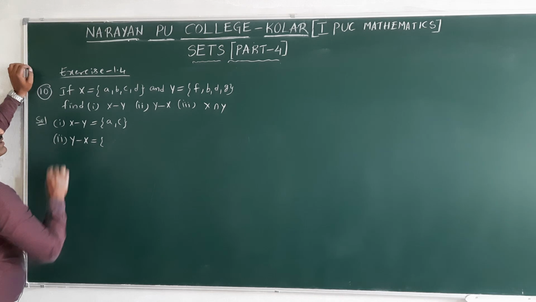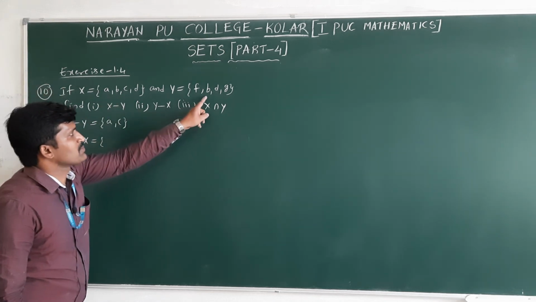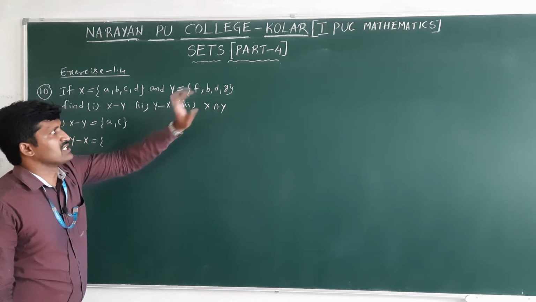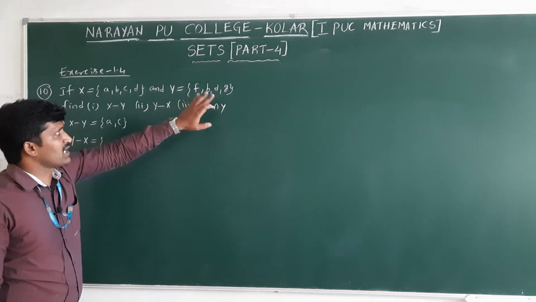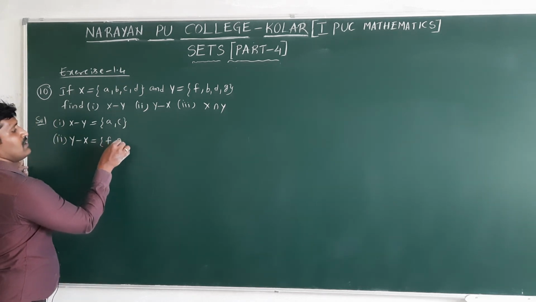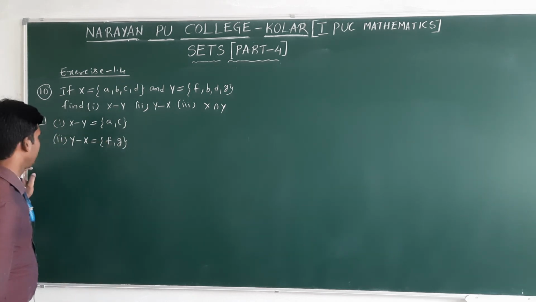Y minus X. For Y and X, which are the common elements? B and D. We eliminate these from Y and take only the remaining elements. What are the common elements? Eliminate from Y the ones common between X and Y. What remains? F and G.